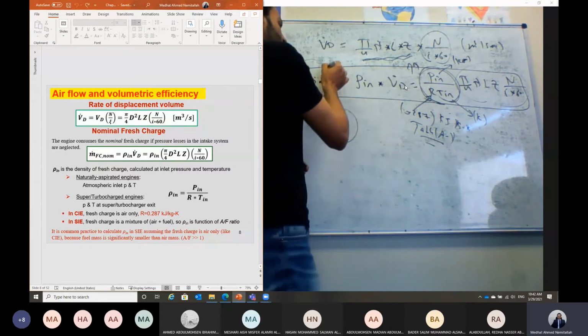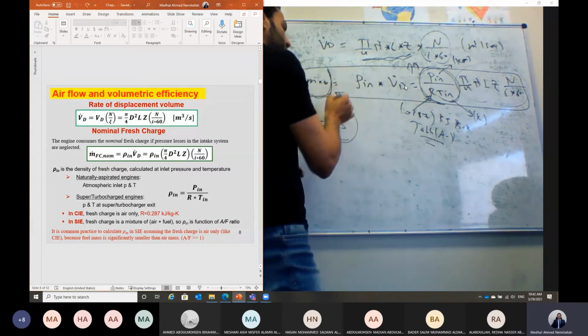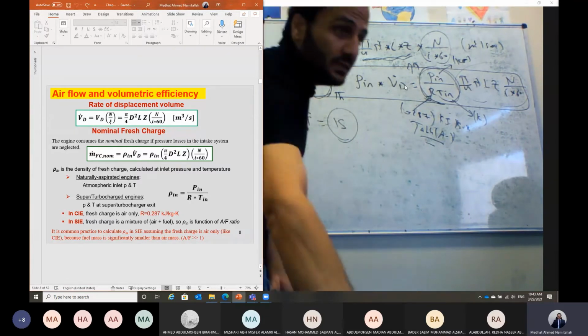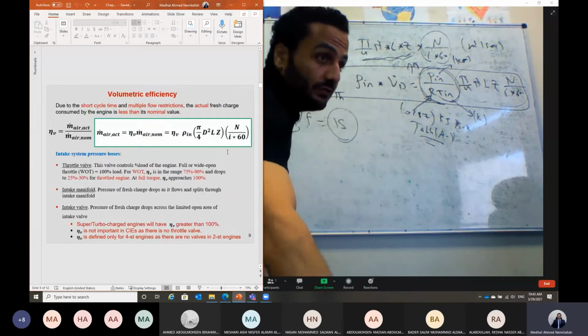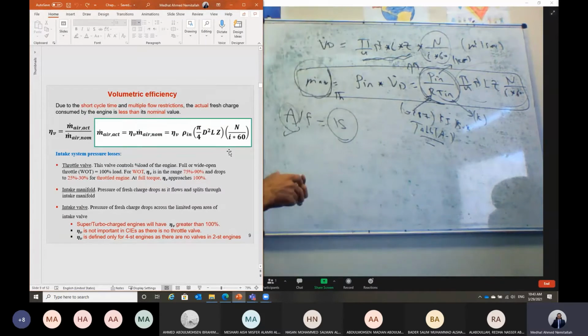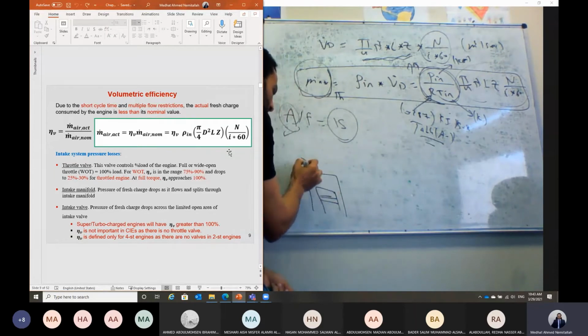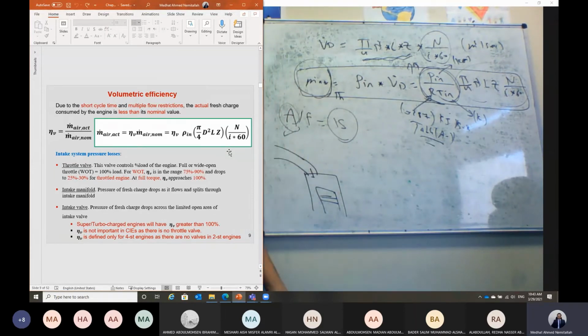But usually this mass flow rate of air, we call it the theoretical mass flow rate of air, that should be coming into the engine. But usually the actual mass flow rate of air is less than the theoretical value due to flow restriction. Because, let's say for a gasoline engine, what kind of flow restriction do we have in the intake manifold? What kind of flow restriction?